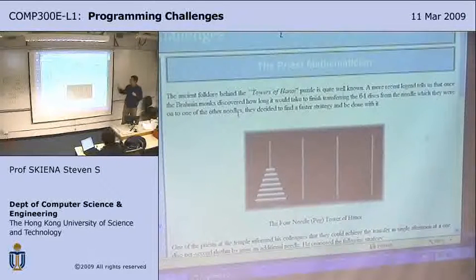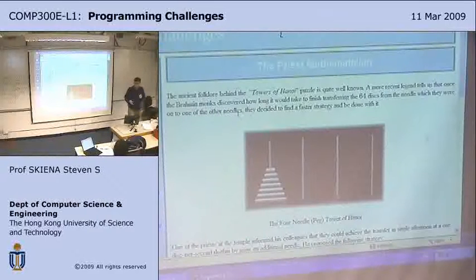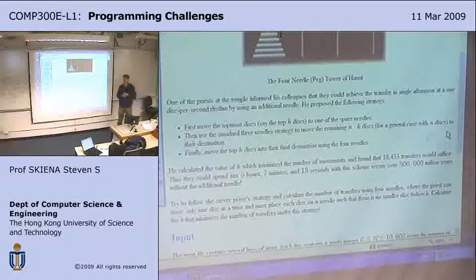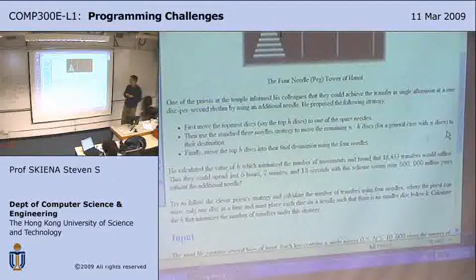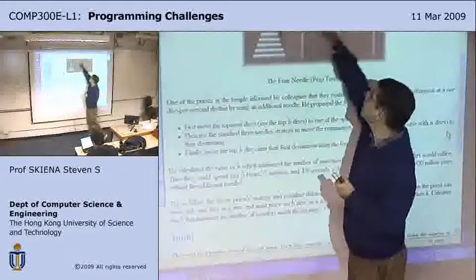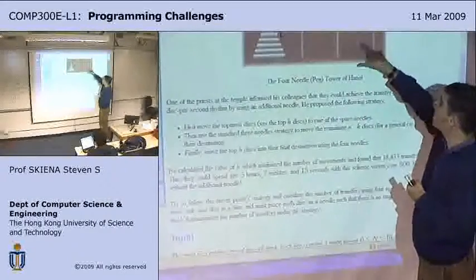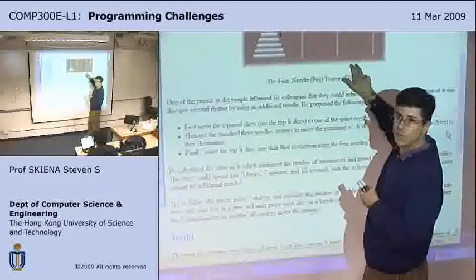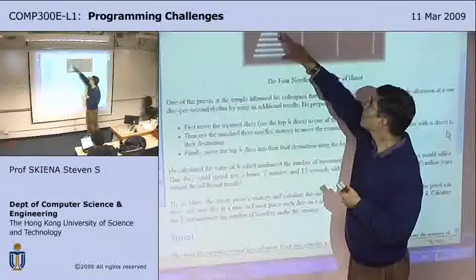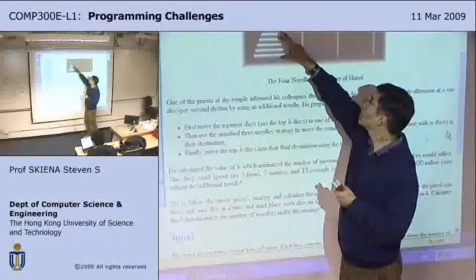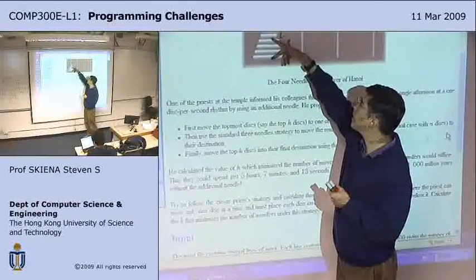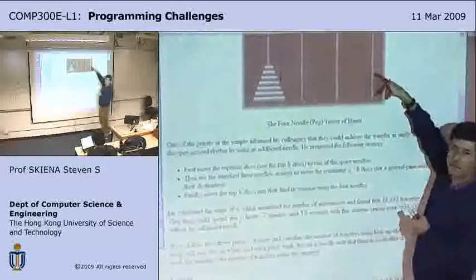Okay? So now the question is about 4 pegs. And what they do is they give you a proposed strategy here. What is the proposed strategy? Move the top K disks someplace else, using all 4 pegs, to here. And then we just follow the previous method. Then we would move the remaining disks from here to where we want them.